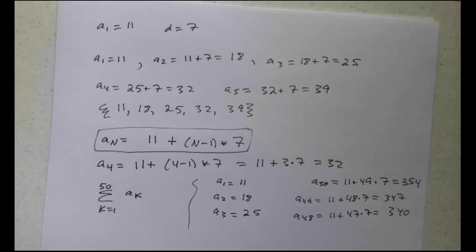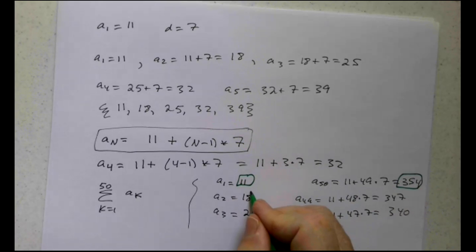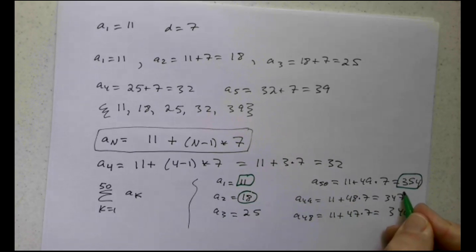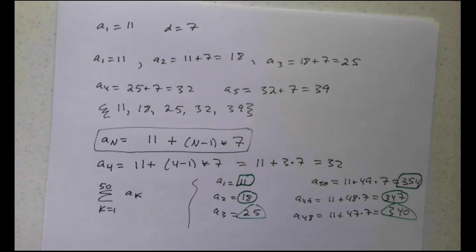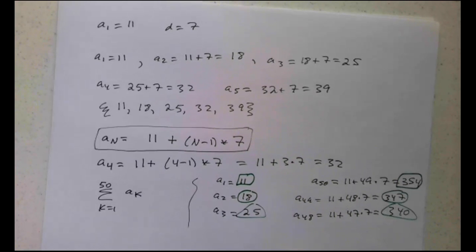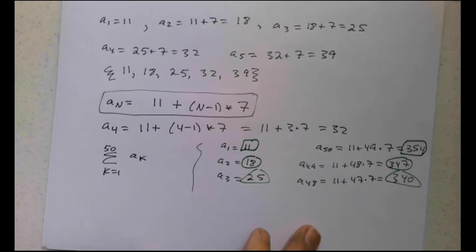But I want you to look at the pairs. First and last. First one is 11. Last one is 354. If I add those together, what do I get? 11 plus 354 is 365. Interesting number. How about the second and the second to last? Again, 18 plus 347 gives me 365 again. And third plus third to last, 25 plus 340, 365. So each pair is 365.